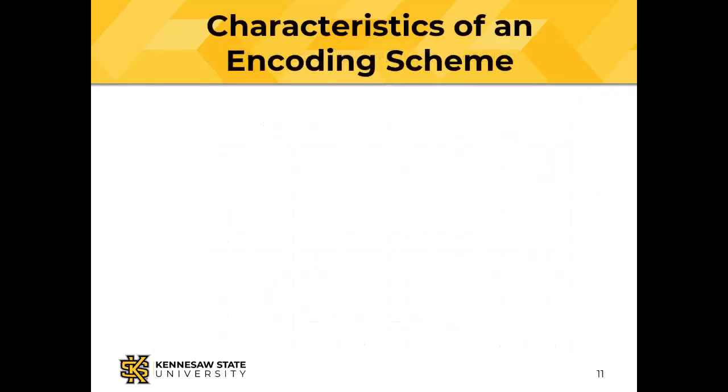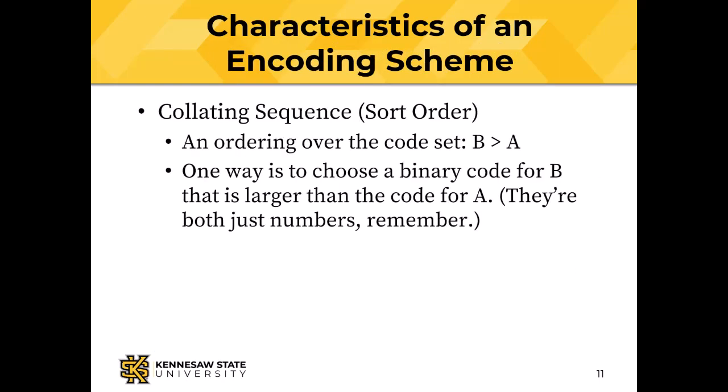An encoding scheme has a couple of characteristics that are important to how it can be used. One of them is the collating sequence or sort order. We want an ordering over a code set such that B is somehow greater than A so that we can sort things into alphabetical order. For a simple code set, we can choose a binary code for B that's larger than the code for A, and then just sort by numbers.